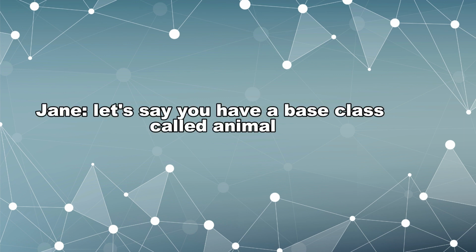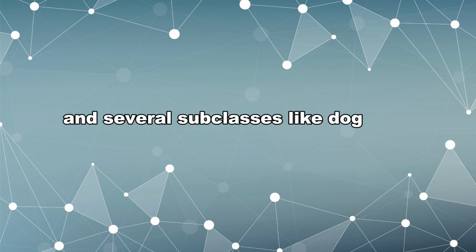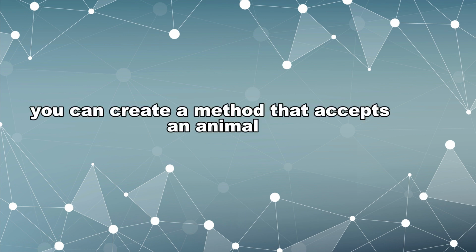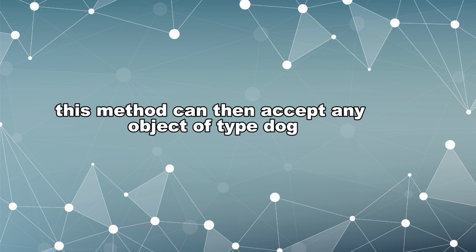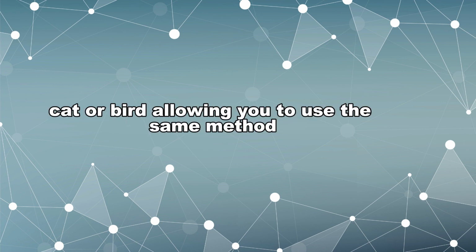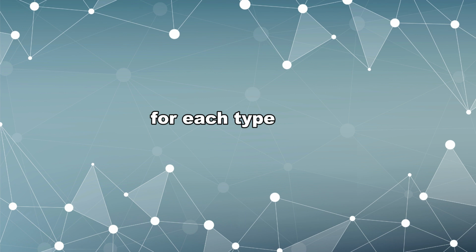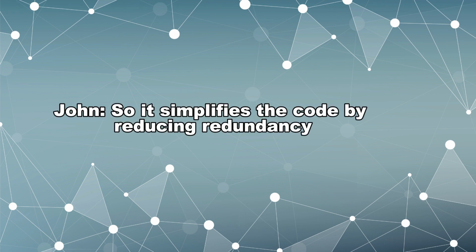Let's say you have a base class called Animal and several subclasses like Dog, Cat, and Bird. You can create a method that accepts an Animal parameter. This method can then accept any object of type Dog, Cat, or Bird, allowing you to use the same method for different types of animals without needing to write separate methods for each type. So, it simplifies the code by reducing redundancy.